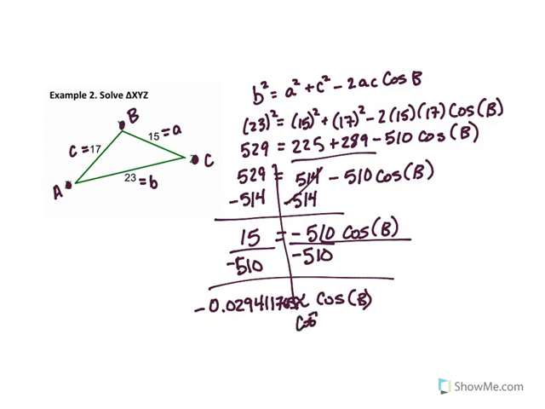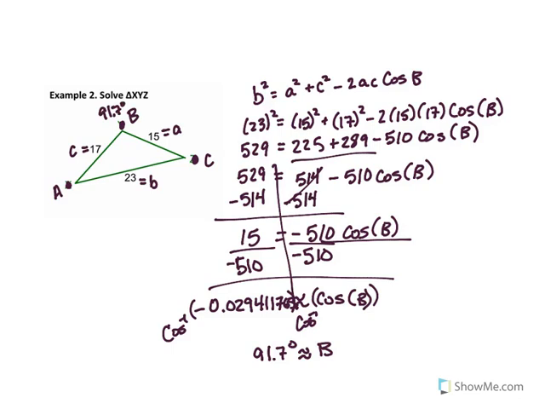So we want the cosine inverse of both sides. So let's go ahead and type that in. And we get 91.6854, and it keeps going. So let's just do 91.7. So we've got 91.7 degrees is approximately B. So we do want to label that on there probably, so 91.7 degrees.